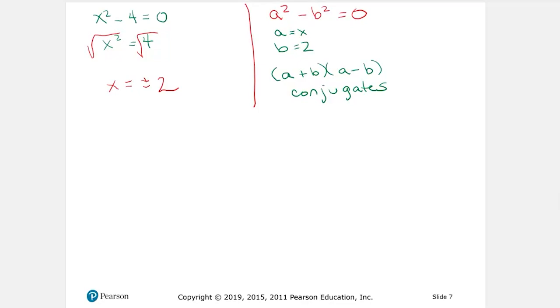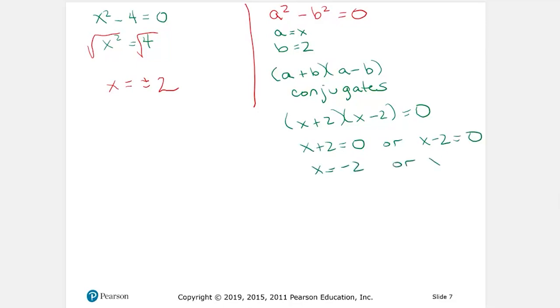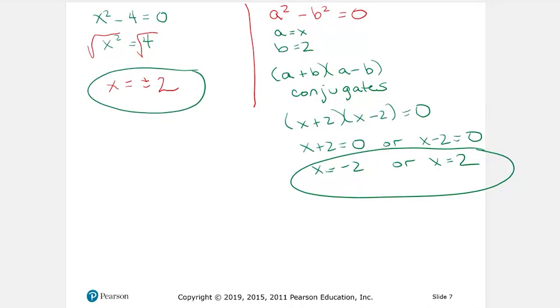So my example here would be, I have x plus 2 times x minus 2 equals 0. And now I can see my solutions are x plus 2 equals 0, or x minus 2 equals 0, which gives me x equals negative 2, or x equals positive 2, which is exactly the same as what I got here.